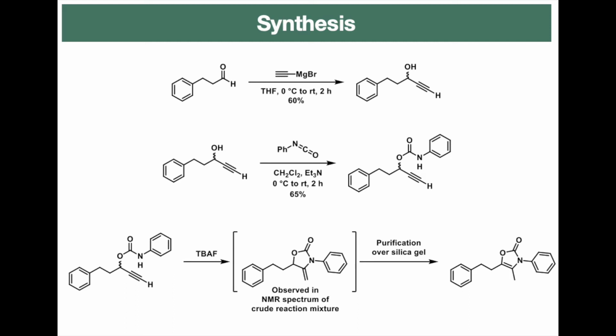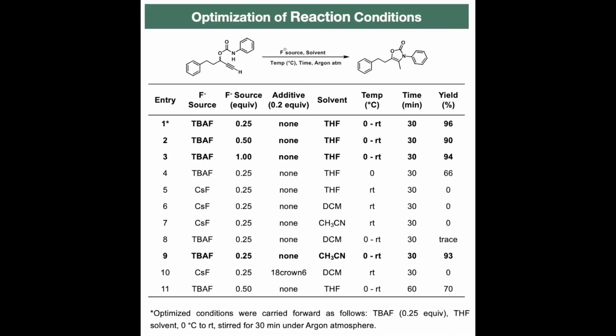However, the methylene oxazolidinone was observed in the NMR spectrum of the crude reaction mixture, though this adduct was in trace amounts. Based on these findings, we have chosen to pursue the methyl oxazolone product and are currently in the process of optimizing the cyclization reaction. To do so, we began by varying the equivalent of TBAF used while the solvent, temperature, time, and atmosphere were controlled. Specifically, the carbamate was dissolved in THF solvent, put under an argon atmosphere, and placed in an ice bath before TBAF was added dropwise.